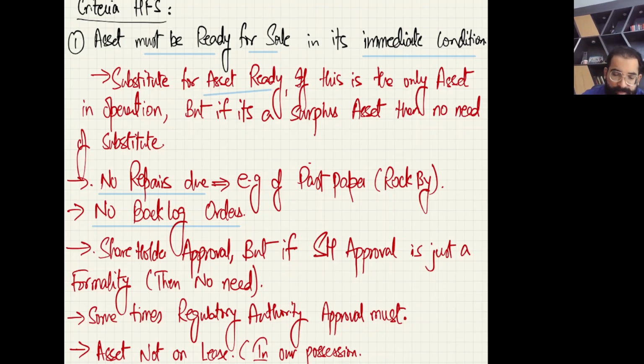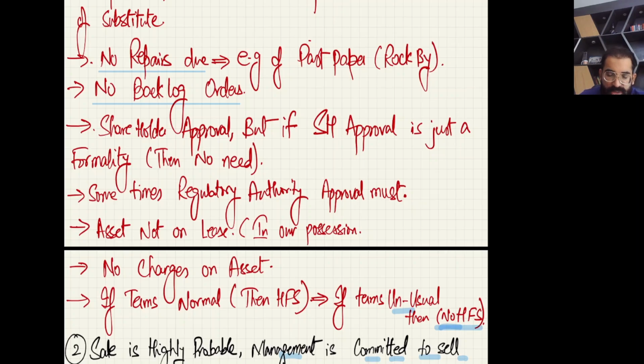Okay, then shareholder approval. What is shareholder approval? Sometimes there are some very big assets, and for those assets you need the approval of your shareholders. Until and unless you have taken the approval of shareholders, it's not held for sale. But yes, sometimes shareholder approval is just a documentation matter, and normally, let us say the directors already own 90% of the ordinary shares.